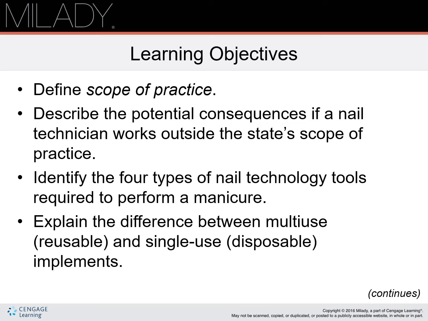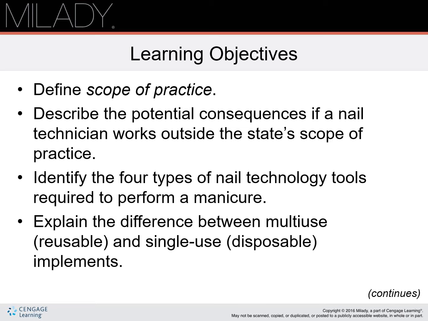You're going to definitely be able to define scope of practice and what that means for us as a cosmetologist. You're going to describe the potential consequences of a nail tech working outside the state's scope of practice. So something that we're not actually licensed to do. You're going to find out what all of our licenses cover and how far you can take that. Again, consequences if you are not following the state's regulatory guidelines.